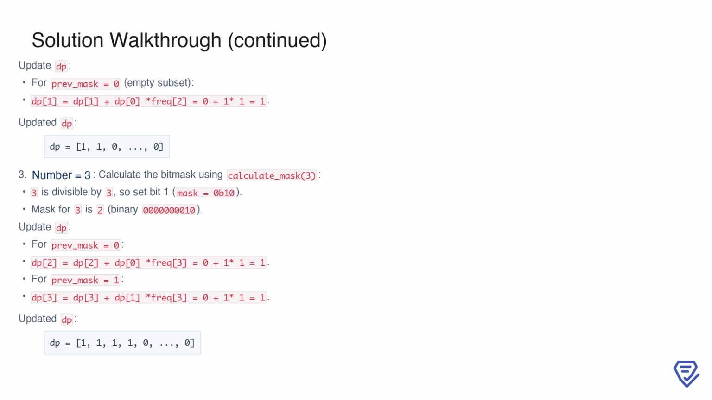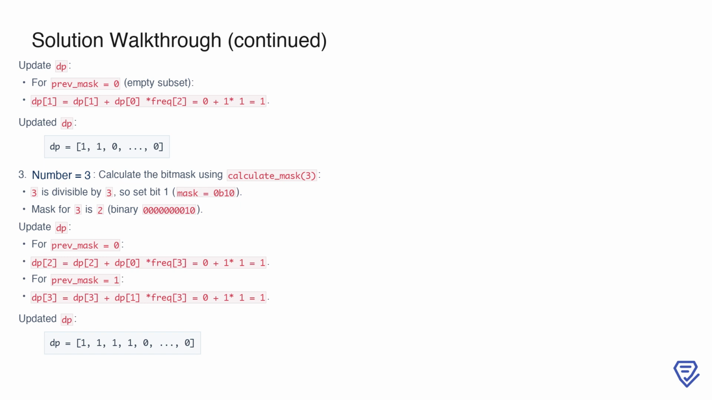Since 3 is divisible by the prime 3, its bitmask is 0b10, or 2 in decimal. To update dp, we start with prev_mask equals 0 and calculate dp[2] = dp[2] + dp[0] * frequency[3] = 0 + 1 * 1 = 1.